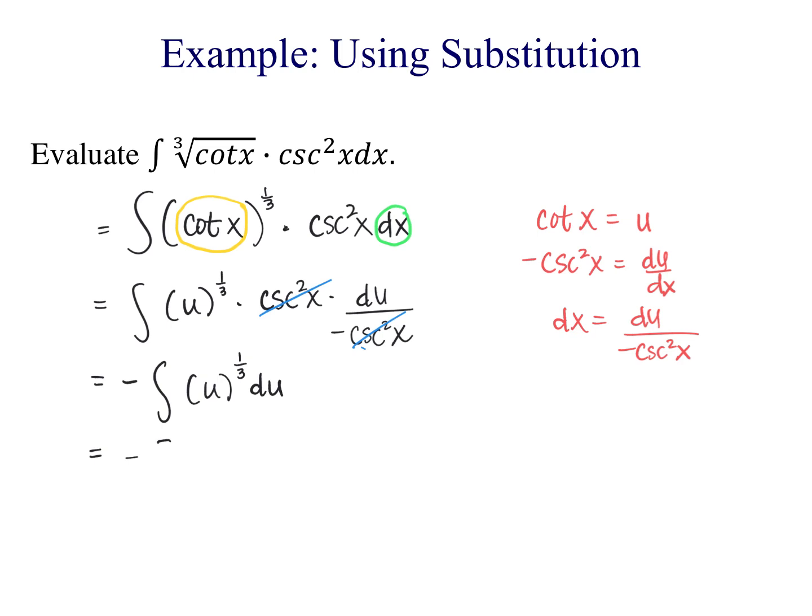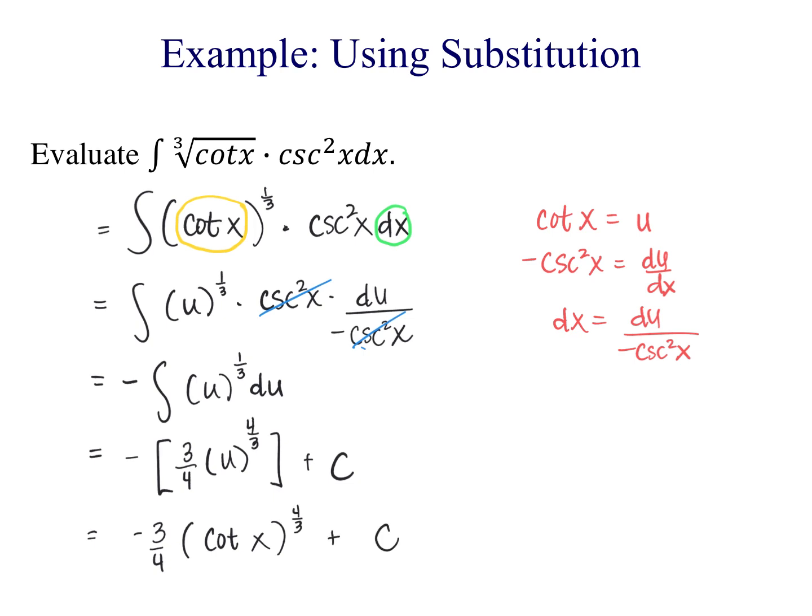So then I'm ready for an antiderivative. So the negative antiderivative of u to the 1/3 is u to the 4/3, and I add 1 to that, and the fraction 3/4 out front. So my final answer would be the fraction negative 3/4 times the quantity cotangent of x raised to the 4/3 plus the constant of c.